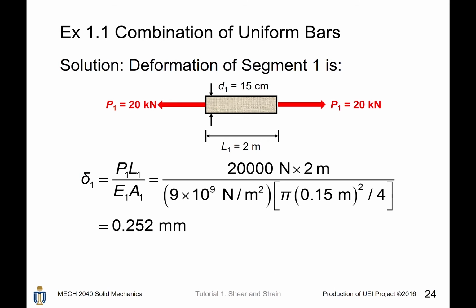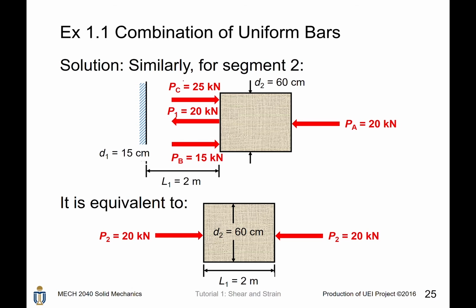What we can do is to use the alpha formula. Delta equals P1 L1 divided by E1 A1. The Young's modulus is the same for both of them, while the applied load is what we know. Remember, try to convert everything into SI units first to get rid of confusion. Then you will get the result of 0.252 millimeters, which is very small in comparison to the original length.